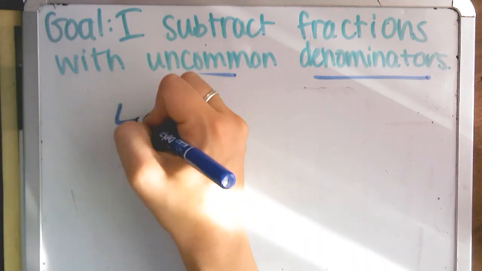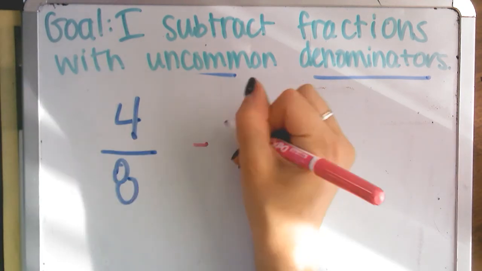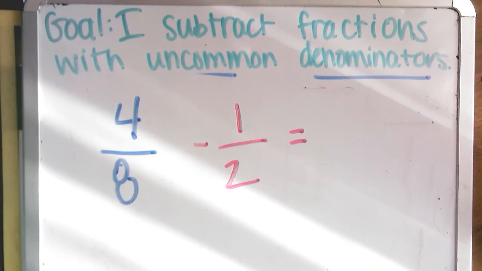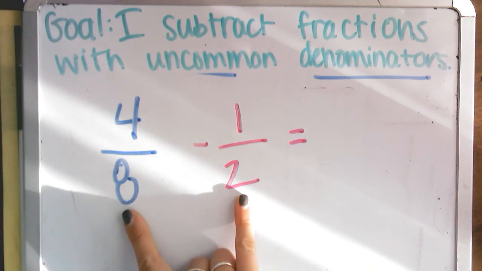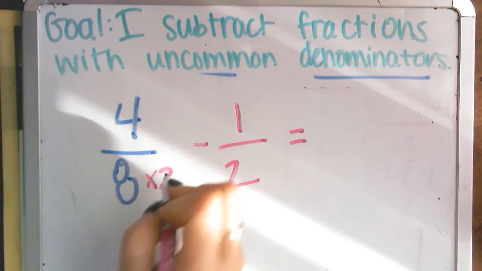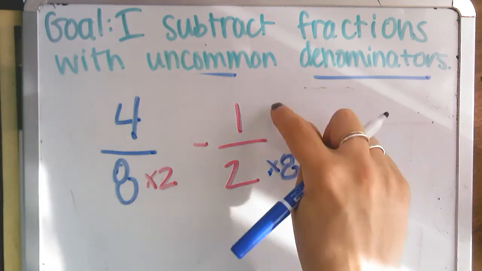You might have problems like this: 4/8 minus 1/2. So again, in order to create that common denominator, we are going to multiply by the opposite denominator. So this is going to be times 2, and this is going to be times 8. And whatever you do to the bottom, you must also do to the top.